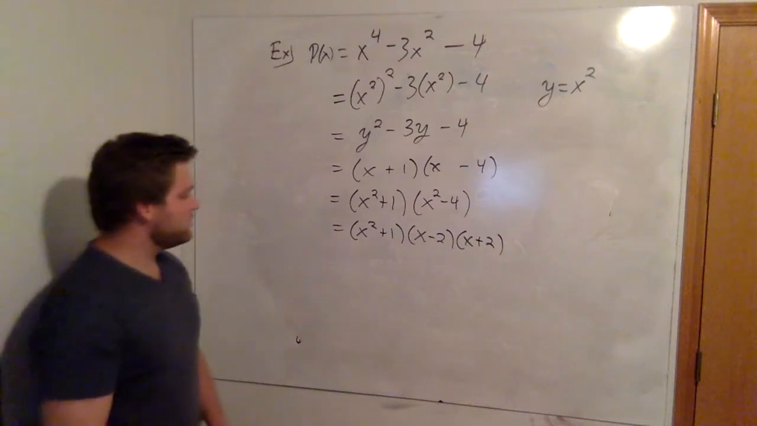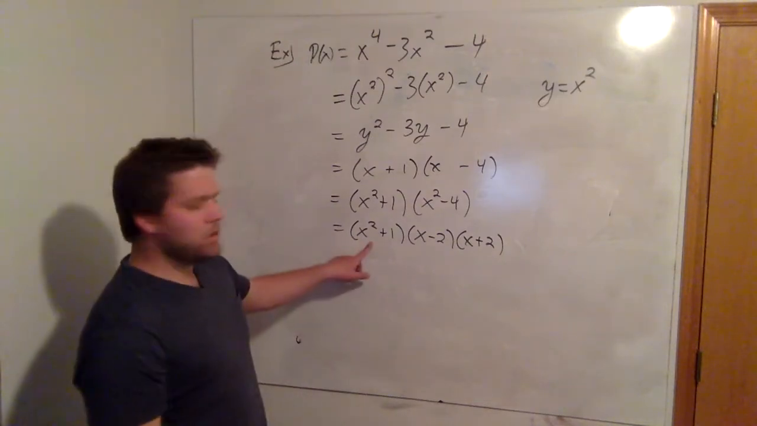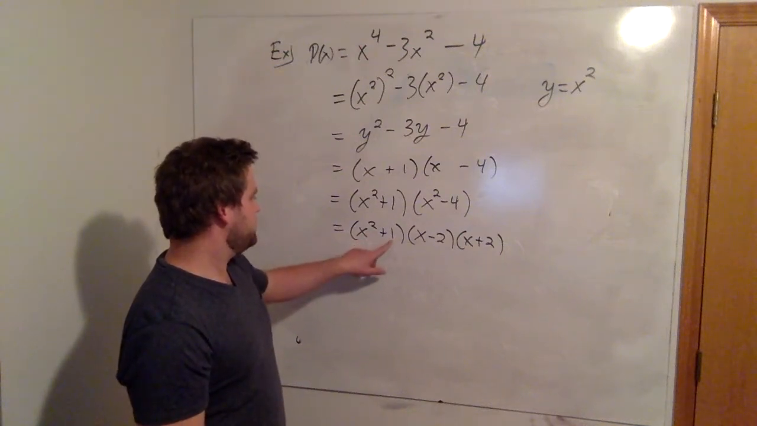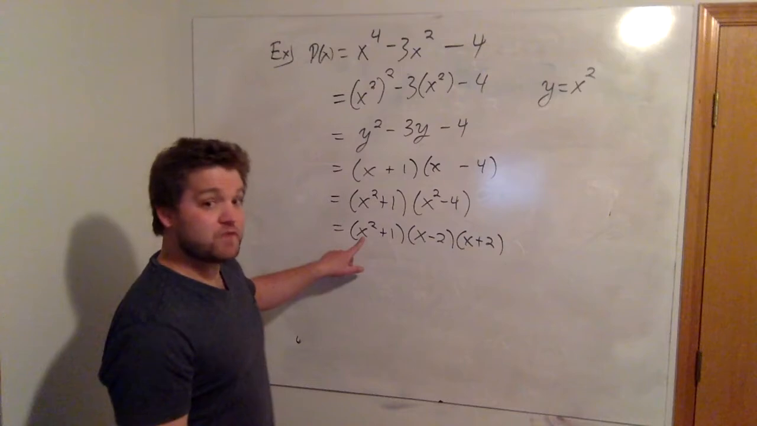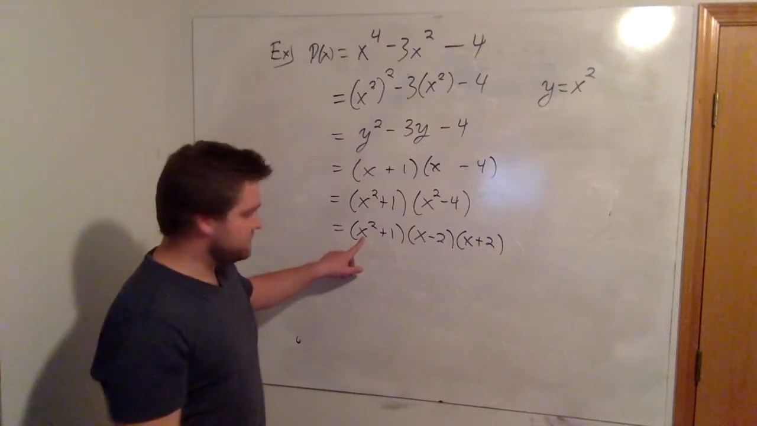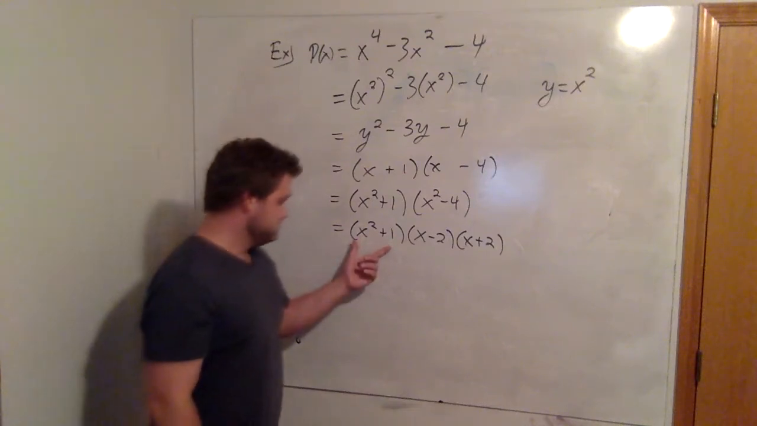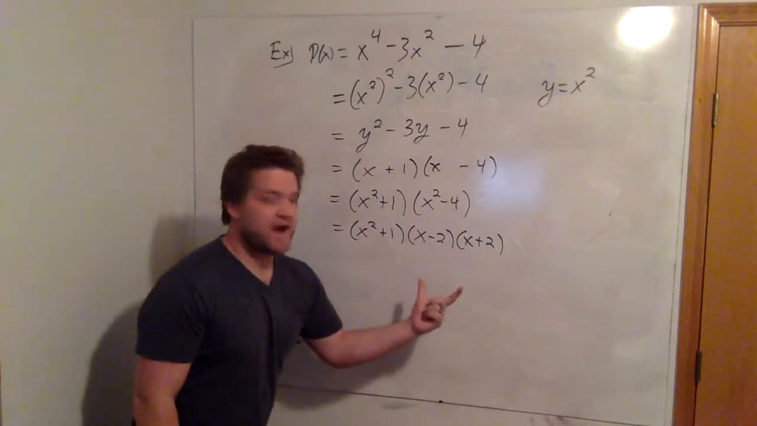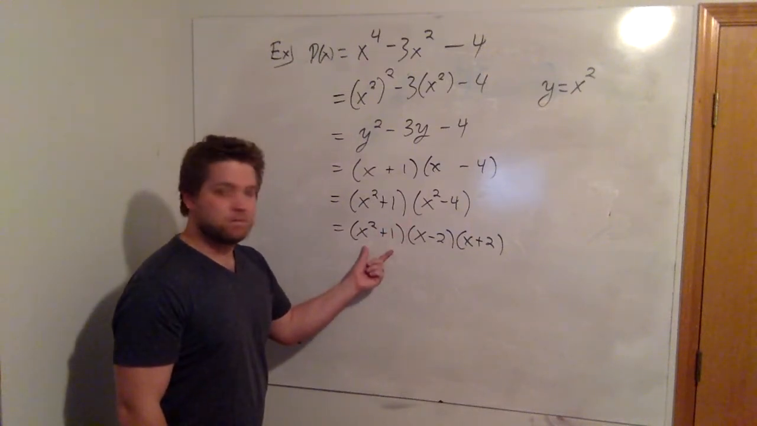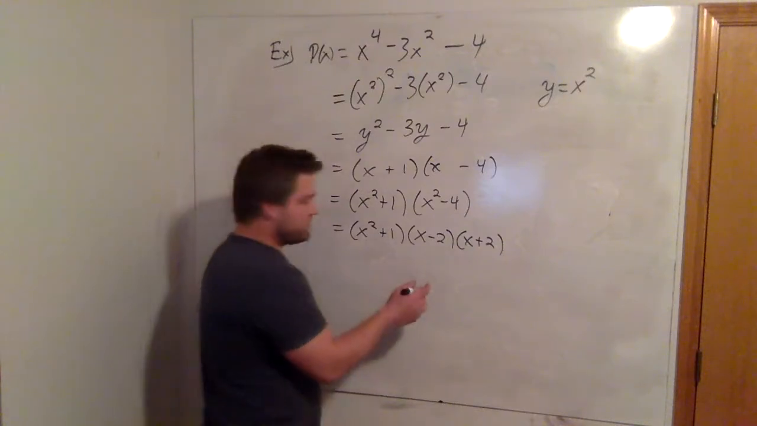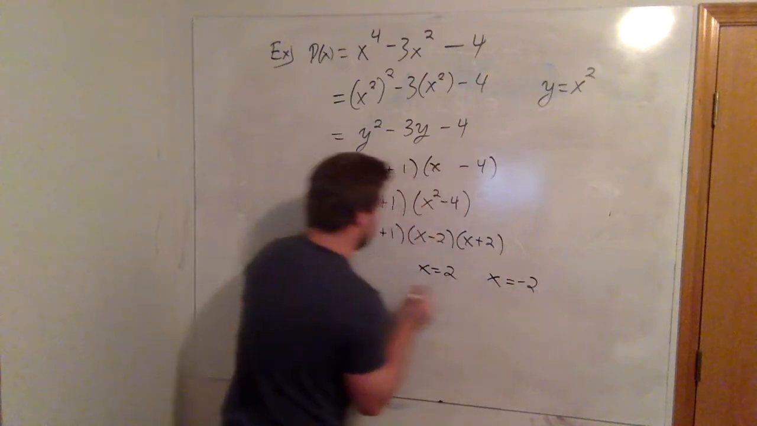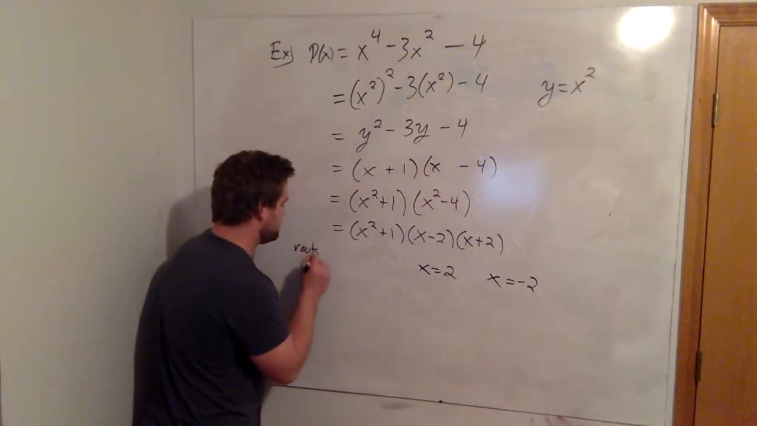So we could think to ourselves, what are the roots of this? Well, notice here, for this one, x squared plus 1. Whatever real value I plug in, when I square it, it's going to be positive, and I'd be adding a positive number to it. You can also think that this is a quadratic, x squared, that's been shifted up 1 unit. This piece will never be 0. So the only roots I can see here are x equals 2 and x equals -2.